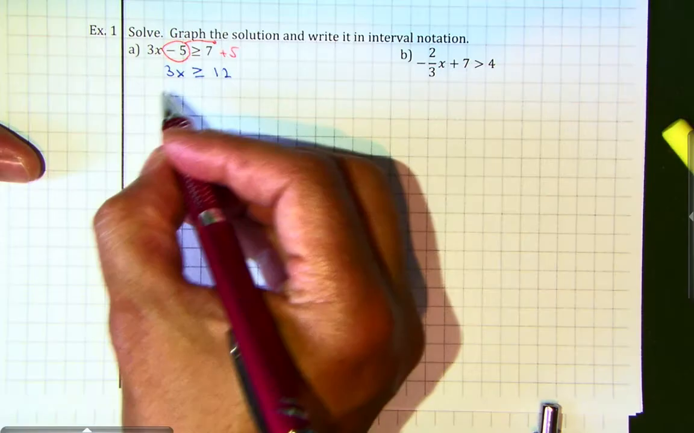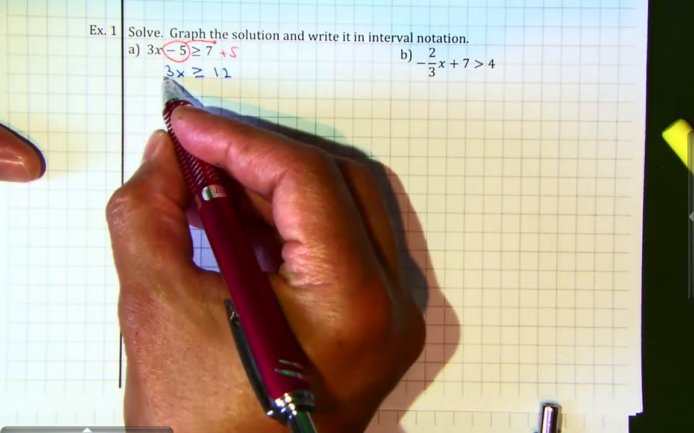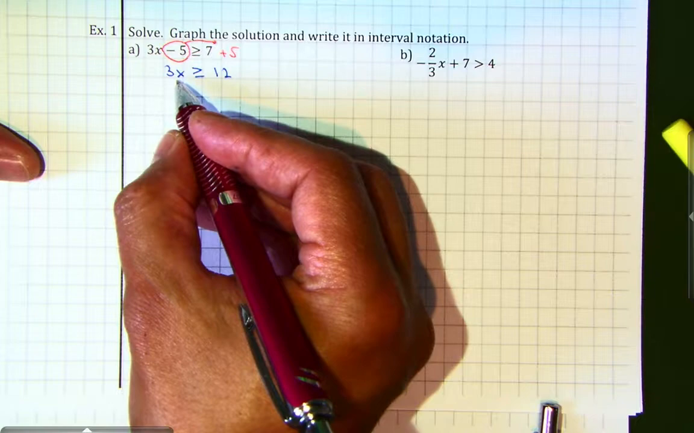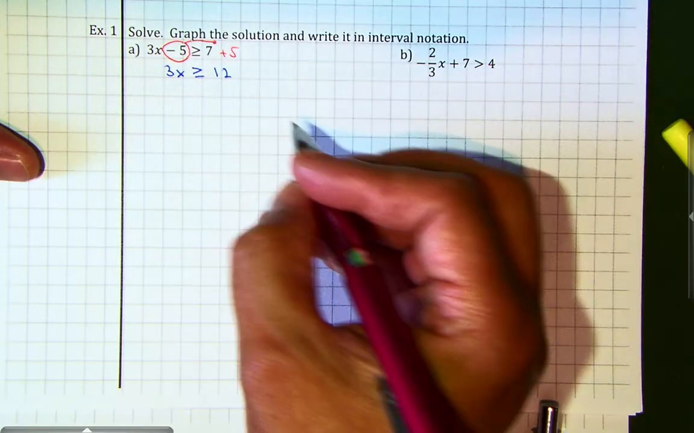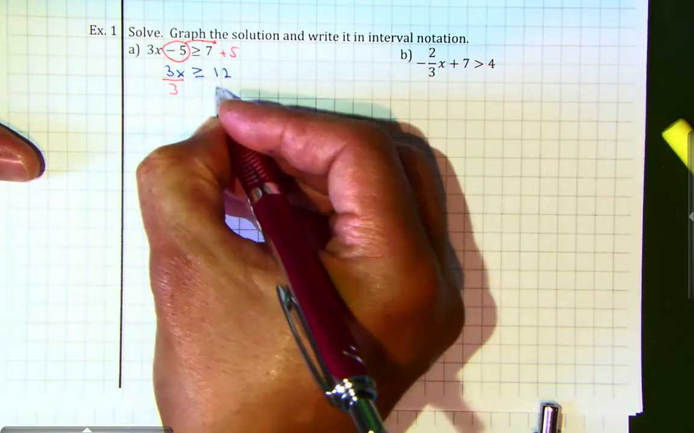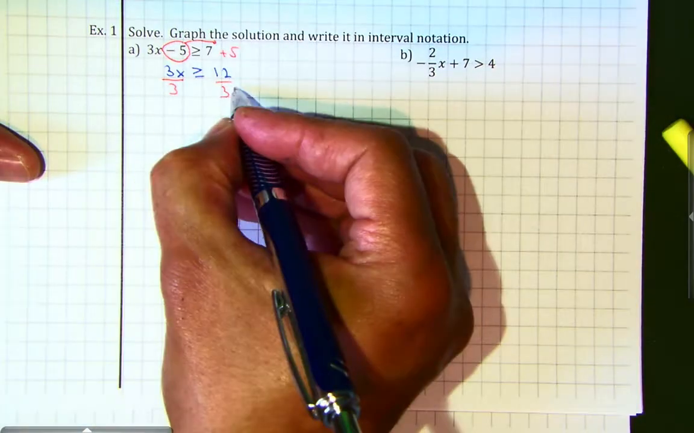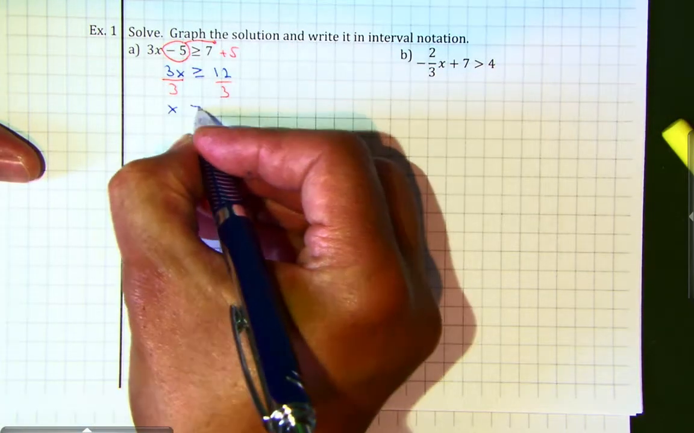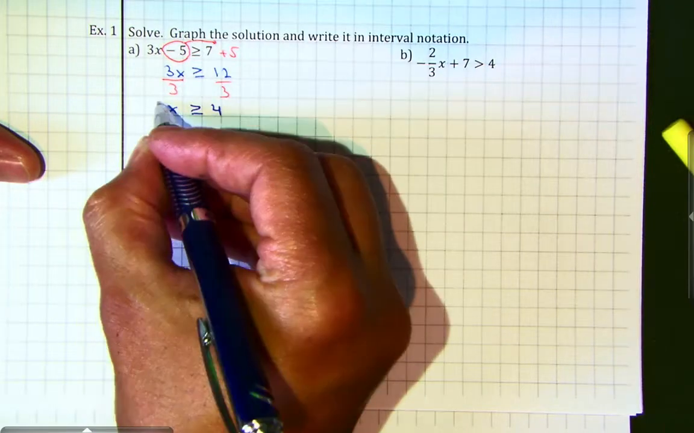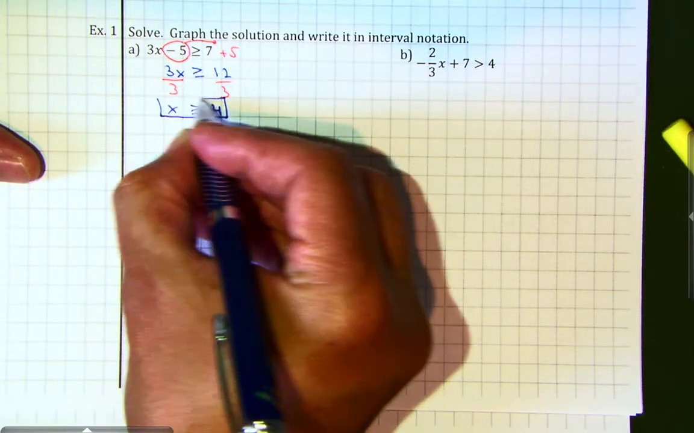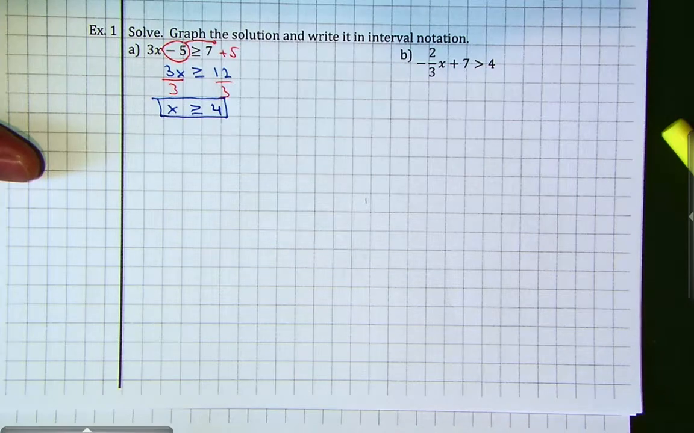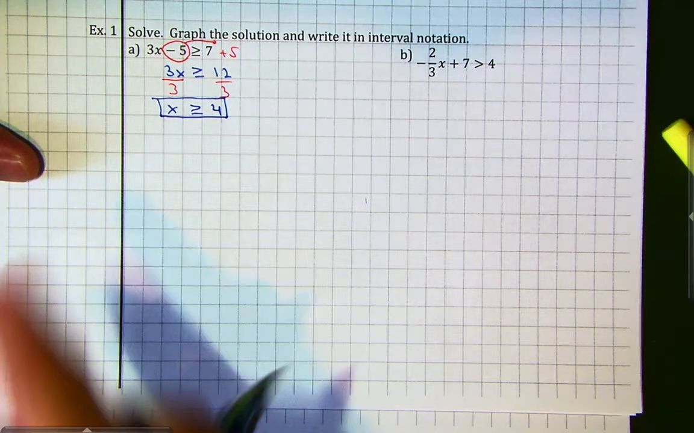I need to be able to leave the x by itself. The 3 and the x are multiplying, so I'm going to divide. So we're always doing the inverse operation. So we're going to divide by 3 on both sides. Most of the time, I won't write the divide by 3. I'll basically just say x is greater than or equal to 4. At this level, we're going to just do it a little faster. And that is my solution.